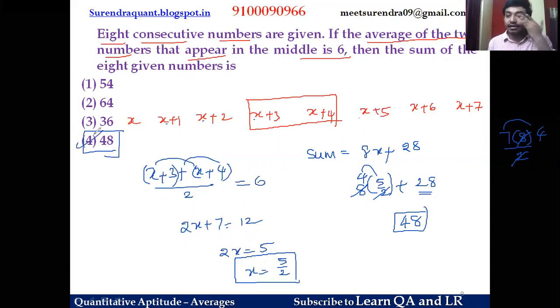So we have taken the 8 numbers as x, x plus 1, x plus 2 and so on, x plus 7. The middle 2 numbers are x plus 3 and x plus 4. The average of those 2 is 6. From that we got x is 5 by 2. Sum of 8 numbers is 8x plus 28. X we substituted and we got 48 as the sum. Let's continue with the next question.